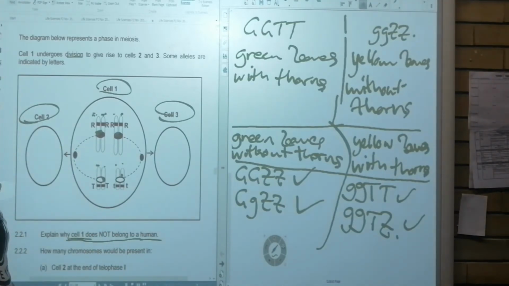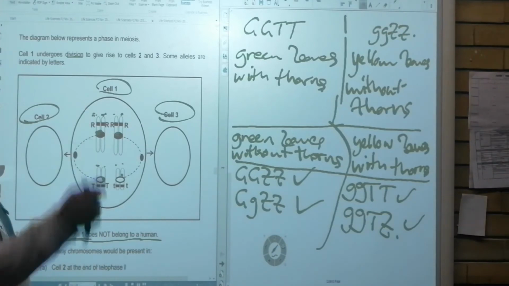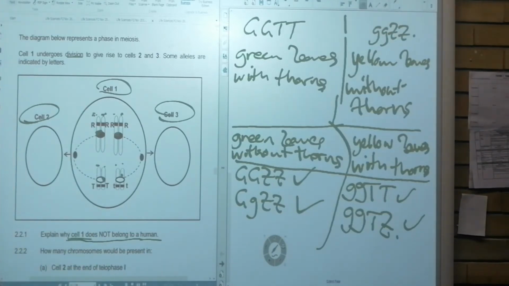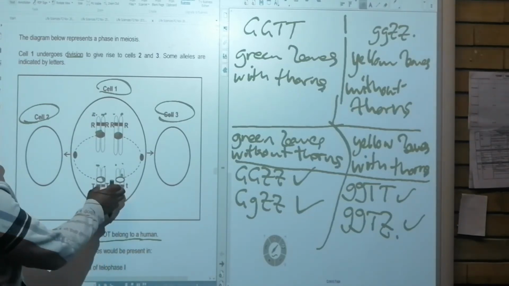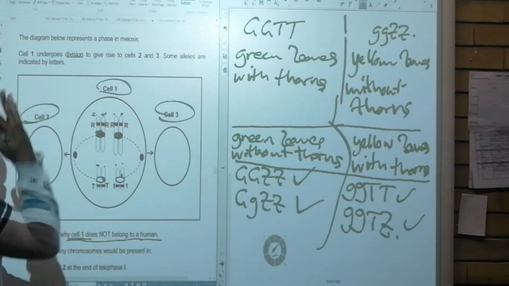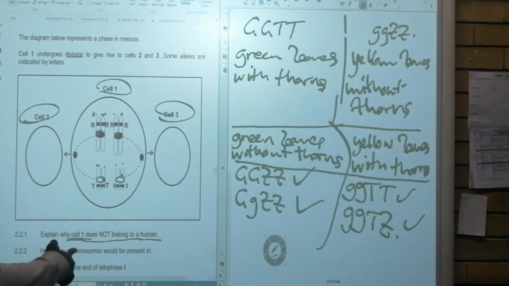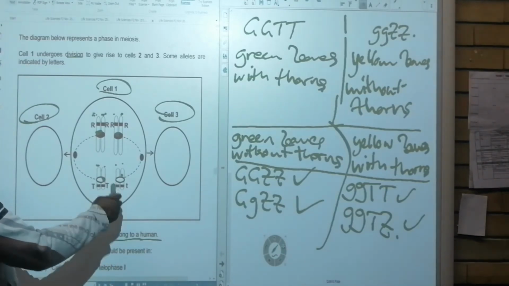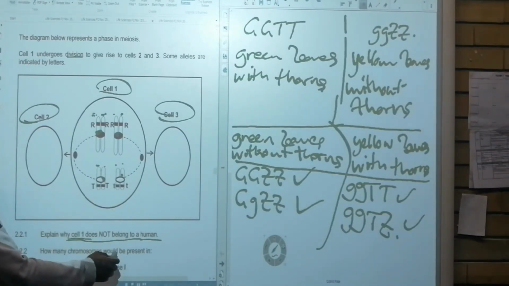And we know that it is meiosis 1. Why? Because the chromosomes are found with their sister chromatids, and they're also arranged in homologous chromosome pairs. As a matter of fact, from term 1, we know that this is metaphase what? This is metaphase 1. Are we together? Right. So why does cell 1 not belong to a human being?